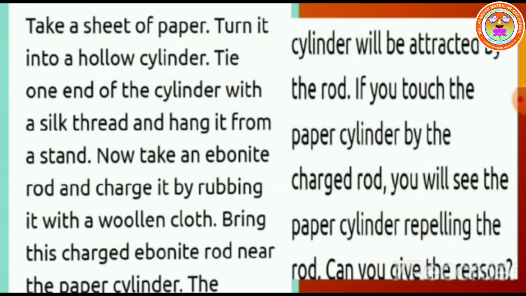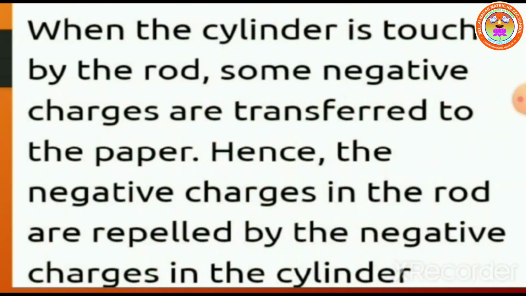We know that paper has a positive charge. Also, we know that like charges repel, unlike charges attract. So, the paper cylinder will be attracted by the negatively charged ebonite rod. If you touch the paper cylinder with the charged rod, you will see the paper cylinder repelling because of the like charges. Can you give the reason? Yes. The like charges repel, unlike charges attract. When the cylinder is touched by the rod, some negative charges are transferred to the paper. Hence, the negative charges in the rod are repelled by the negative charges in the cylinder. So, we know that like charges repel.